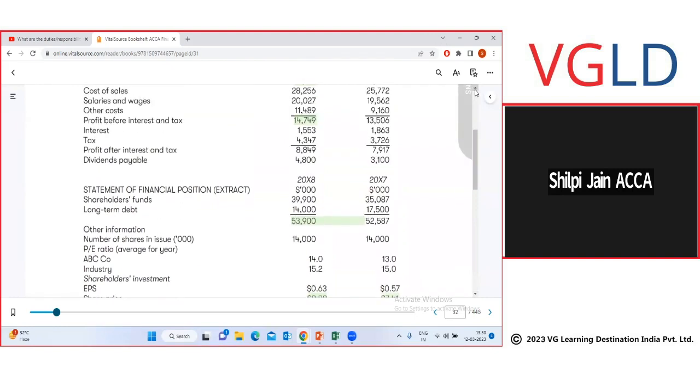Remember your formula, return on capital employed is your PBIT divided by your long-term capital, which obviously will include both your shareholders funds given here as well as your long-term debt. So this figure given here is what you have to use. This is going to be the denominator, and the numerator is obviously your profit before interest and tax. So this shouldn't really take so long.